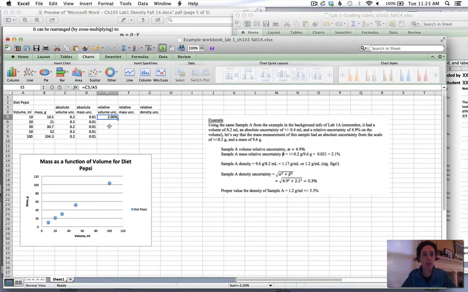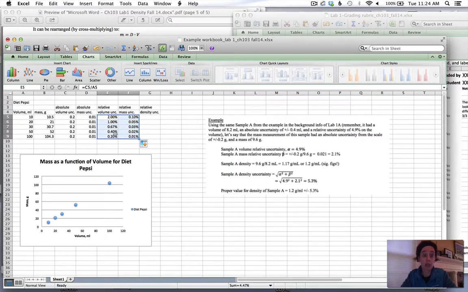Relative mass uncertainty, same thing: equal sign, the absolute mass uncertainty divided by the actual mass. Now I'll stop there for a minute. I've shown a number of you how to do this, but rather than retyping that formula in each cell, what I can do is copy down those formulas, and I can do that by dragging down that little blue square that's right there. You have to get your cursor right on that little blue square, otherwise it doesn't work.